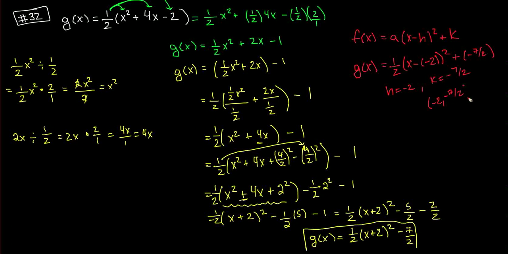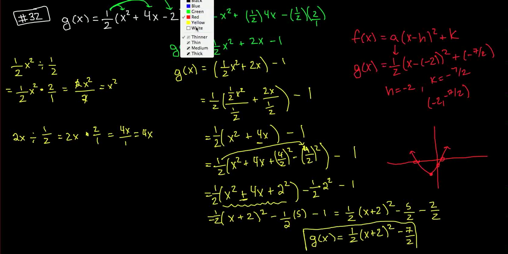negative 7 over 2. And if you just did a rough plot of this guy real quick, because you know which way it opens, right? Well, A is 1/2, and 1/2 is positive, so it opens up. So negative 2 comma negative 3.5 might be like right here, and it opens up. So we expected to have 2 x-intercepts and a y-intercept. So let's find those guys then. And I don't think I'll have room to plot this anymore, but x-intercept.